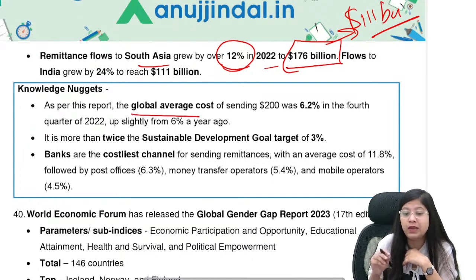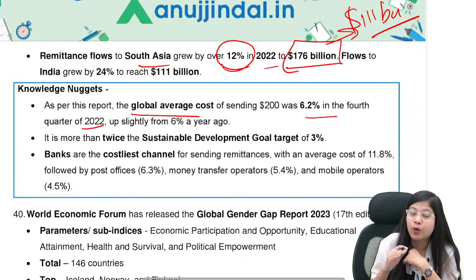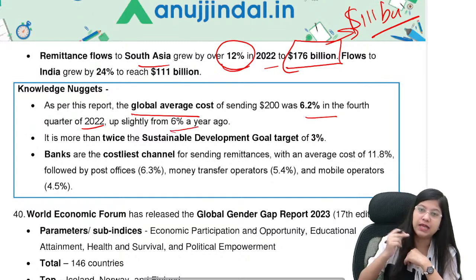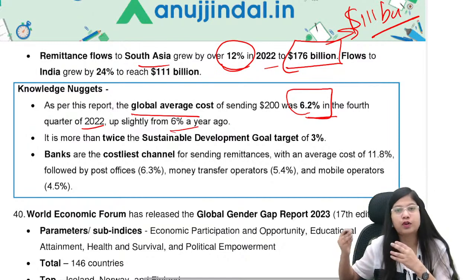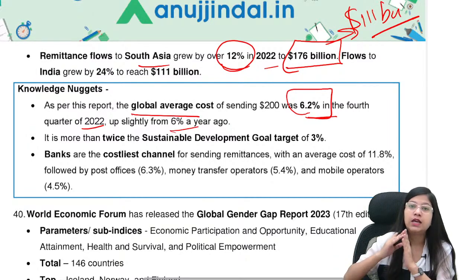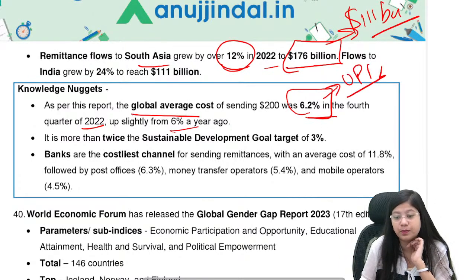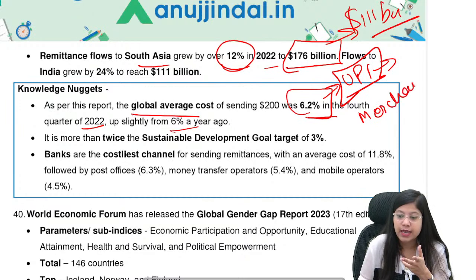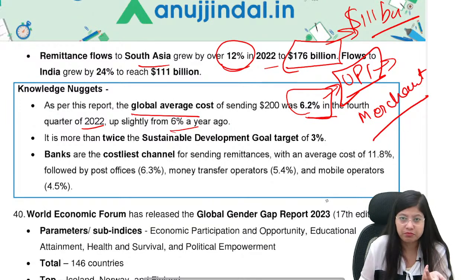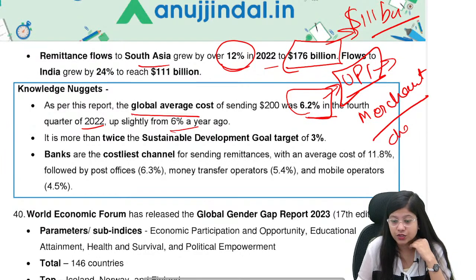As per this report, the global average cost of sending $200 was 6.2% in 2022's fourth quarter, which is up by 6% last year. Okay, so this means that if you want to transfer money, the charges account for 6.2% of the transaction amount, or the entire infrastructure is costing 6.2%. Okay, infrastructure, for example, if you transfer money by UPI, in case of retailers like you and me, the UPI is free at present, but merchants have to pay. Okay, so they have to pay a charge.